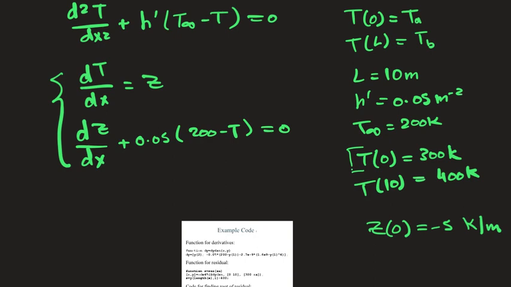Solve this using MATLAB. I'm not asking you to solve this with, like, Euler by hand or anything. So if you want to solve this problem in MATLAB, you have two initial conditions, right? You have an initial condition on Z, and you have an initial condition on T.